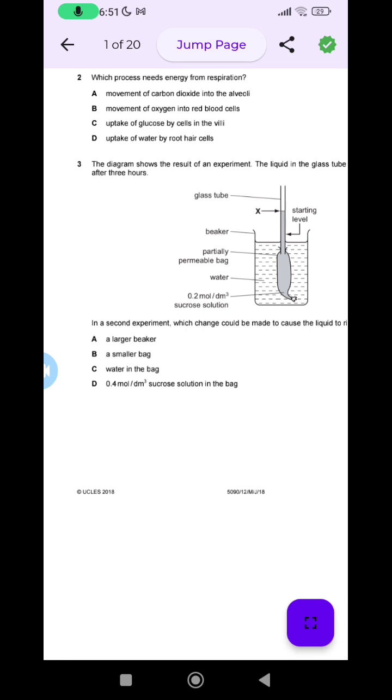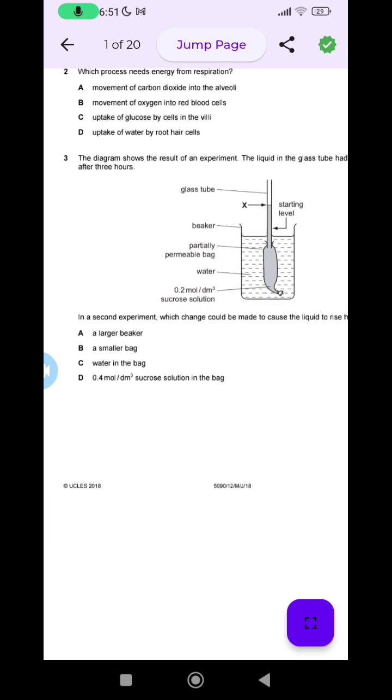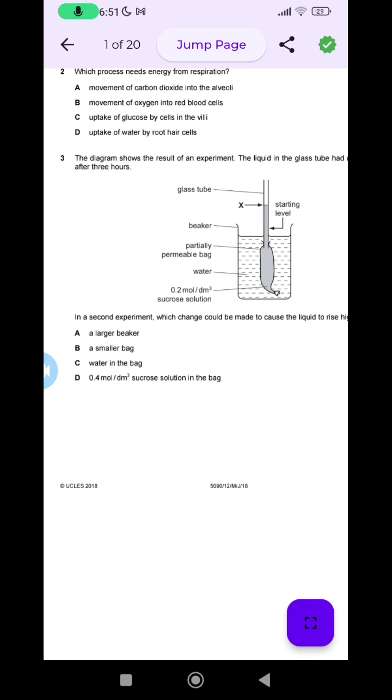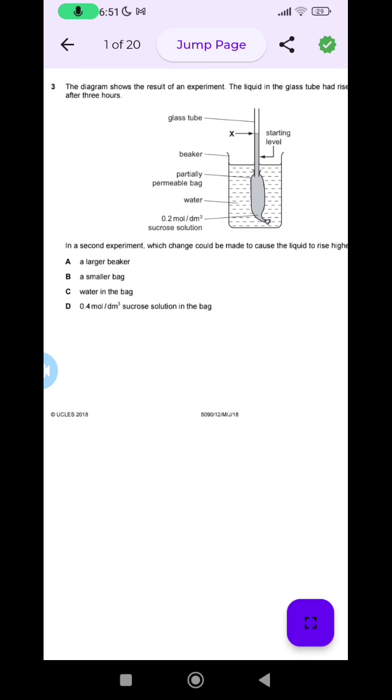A larger beaker, no, that would not increase osmosis. A smaller bag, that would also not make any difference. Water in the bag, no, if you put water in the bag instead of solution, no osmosis would occur as water potential would be equal on both sides. 0.4 moles per decimeter cube sucrose solution in the bag. Now this is the correct answer because if we increase the concentration of solution inside the bag, the water potential inside the bag decreases and more osmosis would occur, increasing the level which has risen to X even more.